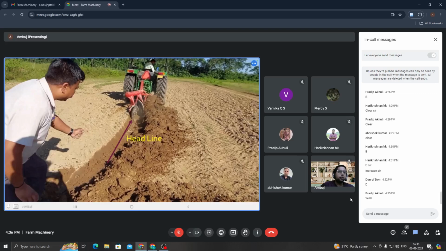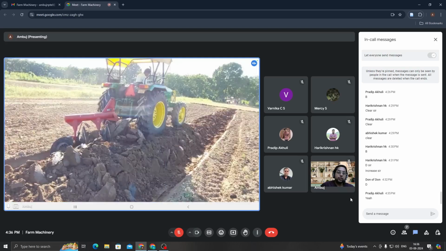Just see this picture. A disc plow is moving in the forward direction from the middle of the field. This particular line, which the implement is making, is known as the headline in the center of the field. Now, in the second picture, as I told you in my previous lecture, in the field operation, the implement will come again by reversing.